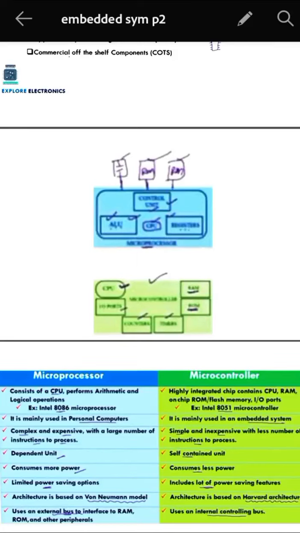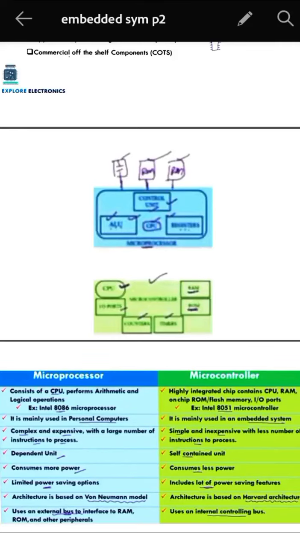The microprocessor architecture is based on the von Neumann model, whereas the architecture of the microcontroller is based on the Harvard architecture. We have to study von Neumann and Harvard in the next topic. What is von Neumann and Harvard? In the next topic we will study those.